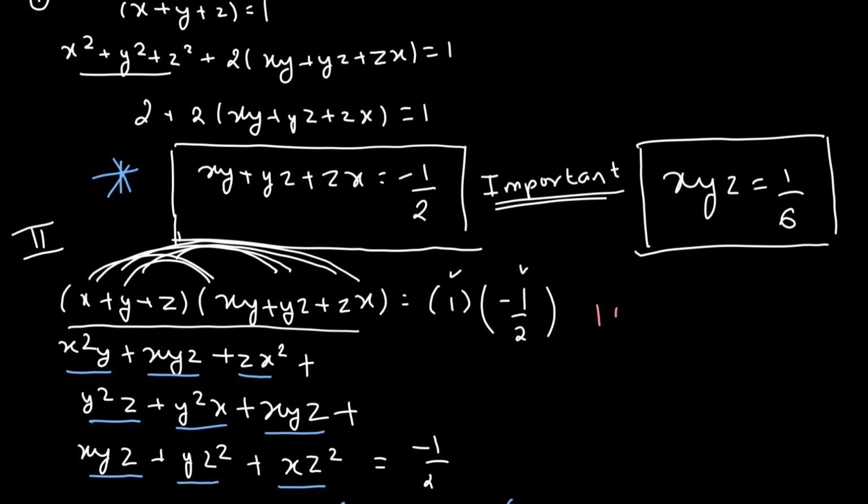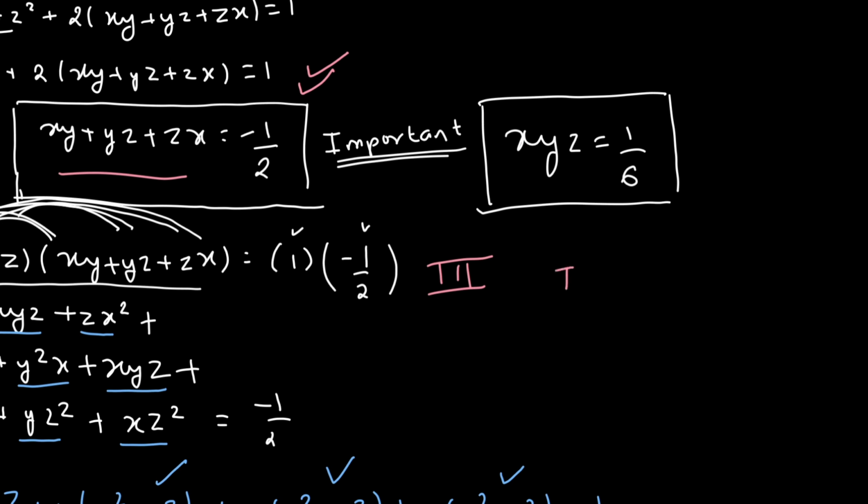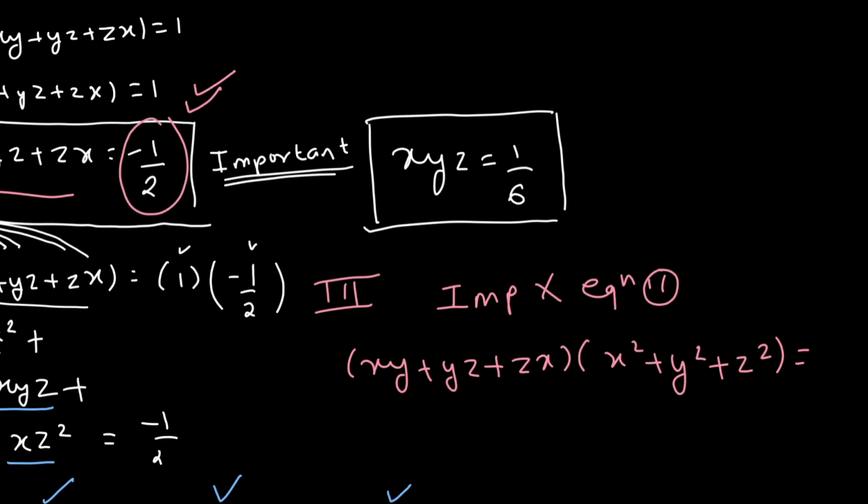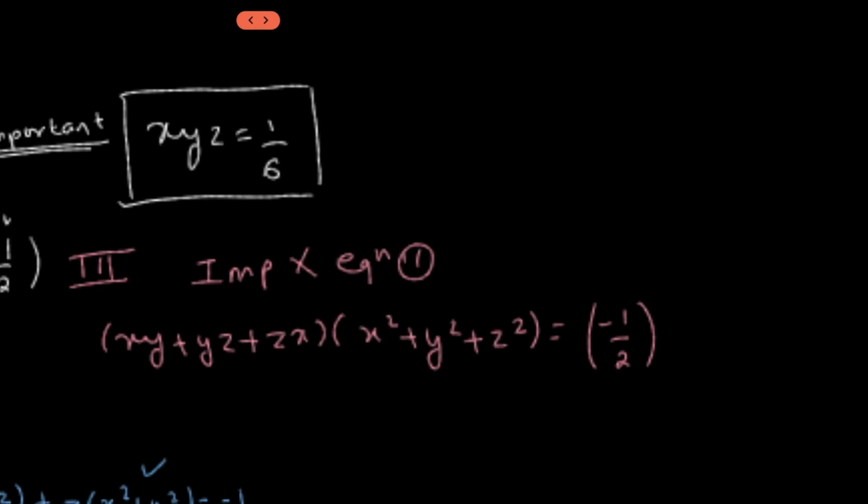Okay, now let us see the step number 3. In the step number 2, what I did is I multiplied my important equation with the equation number 1. Now in the step 3, I will multiply the same important equation, but this time with equation number 2. So the left hand side of the important equation is xy plus yz plus zx multiplied with, now the left hand side of the equation number 2 is x square plus y square plus z square, and this thing is equal to, now the right hand side of our important equation is negative 1 upon 2, so negative 1 upon 2 multiplied with the right hand side of our second equation, that is 2.